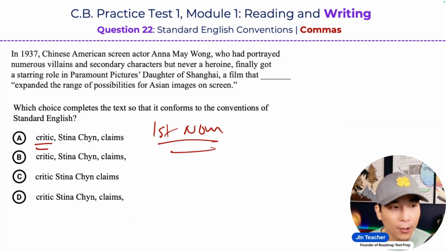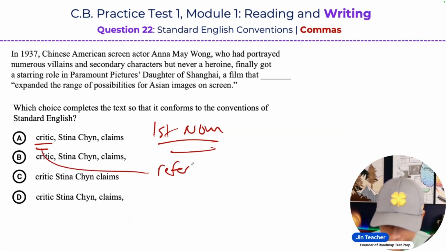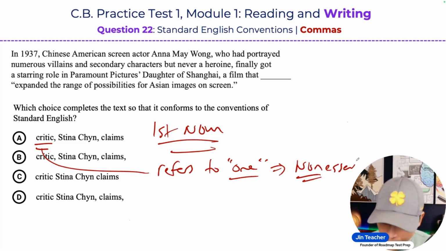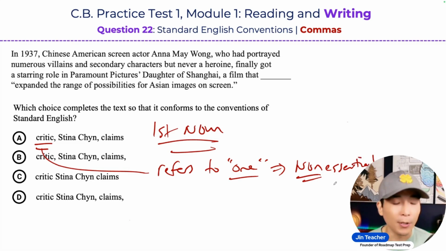Now, what you're checking for is this. If this first noun refers to just one person, one place, one thing, if it refers to a singular, then the appositive is non-essential, which means we're going to put two commas around it. However, if the first noun refers to more than one, to several or many, then the appositive is essential, which means that we don't put commas around it.